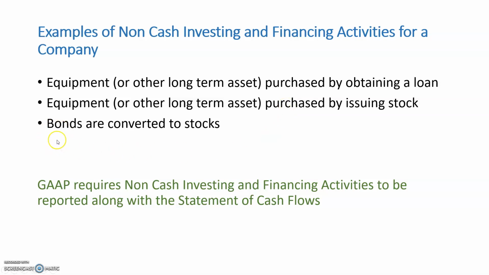If a company has bonds, remember bonds are instruments of debt, but the bondholders agree that their debt should be converted to ownership, the company will convert bonds to stock, and that would have to be disclosed in the statement of cash flows. And that again is an example of non-cash investing and financing activities.